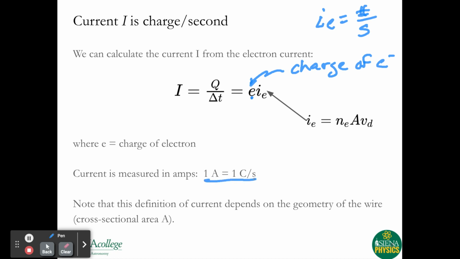Note that buried in the equation is this A, the cross-sectional area of the wire. If we look at it sideways, A is a little cutout of the wire. If we look at it face on, it's pi r squared, if it's a circular wire, which usually they are. So keep in mind that this current I depends on geometry.